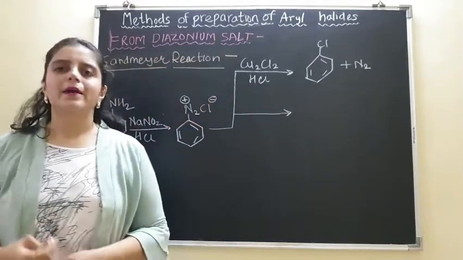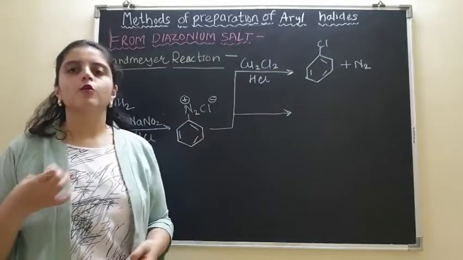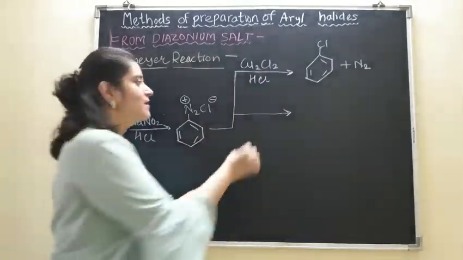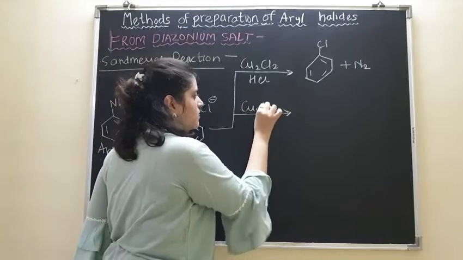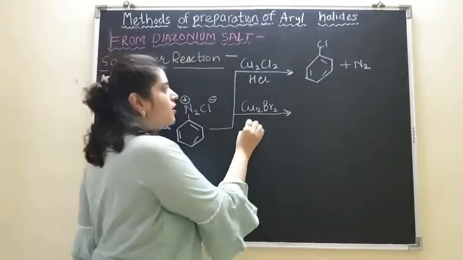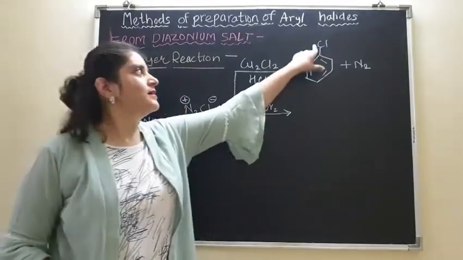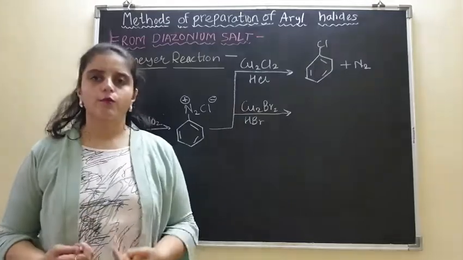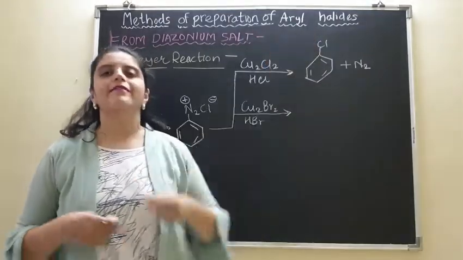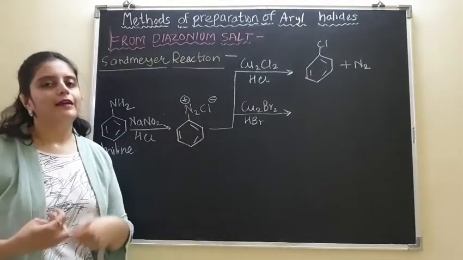Now if you want to prepare bromobenzene with the same salt, then instead of taking Cu2Cl2, you will take Cu2Br2 along with HBr. So instead of chlorobenzene you get bromobenzene. In place of chlorine we will write Br, along with formation of nitrogen gas.